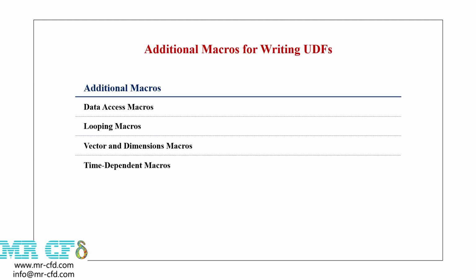Previously, we introduced various define macros in full detail. These define macros are specifically for UDF programming and are defined in a way that they can be received by ANSYS Fluent software. And as part of the tutorial, we introduce other predefined macros that we can use when defining a UDF. In fact, writing a UDF program requires the use of other macros as well. The macros we intend to introduce include data access macros, loop macros, dimension and vector macros, and time-dependent macros.